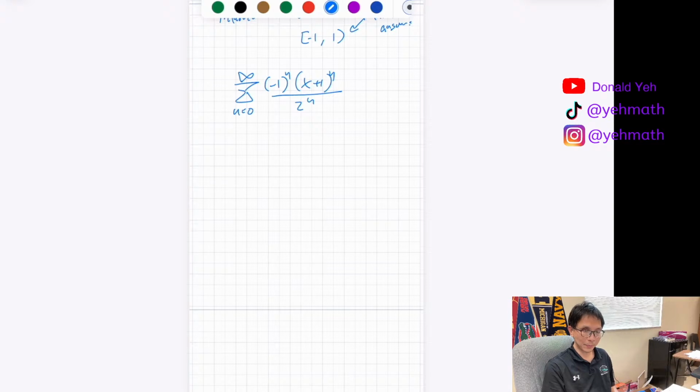(-1)^n (x plus 1)^n over 2^n. So I want you to find out what the interval is, but also double check the endpoints. If you don't double check the endpoints, sometimes the endpoint diverges, sometimes the endpoint converges.